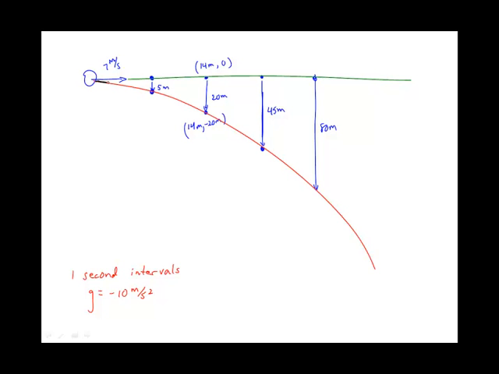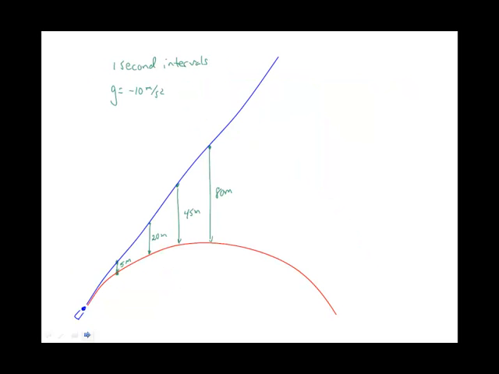So the path of the projectile along this red line here is going to be below the green horizontal path by 5 meters after 1 second, 20 meters after 2 seconds, 45 meters after 3 seconds, etc. Now I'm simplifying and using an acceleration due to gravity of minus 10 meters per second squared. And I'm showing this to you in 1 second intervals. But what's interesting is the non-horizontal case.